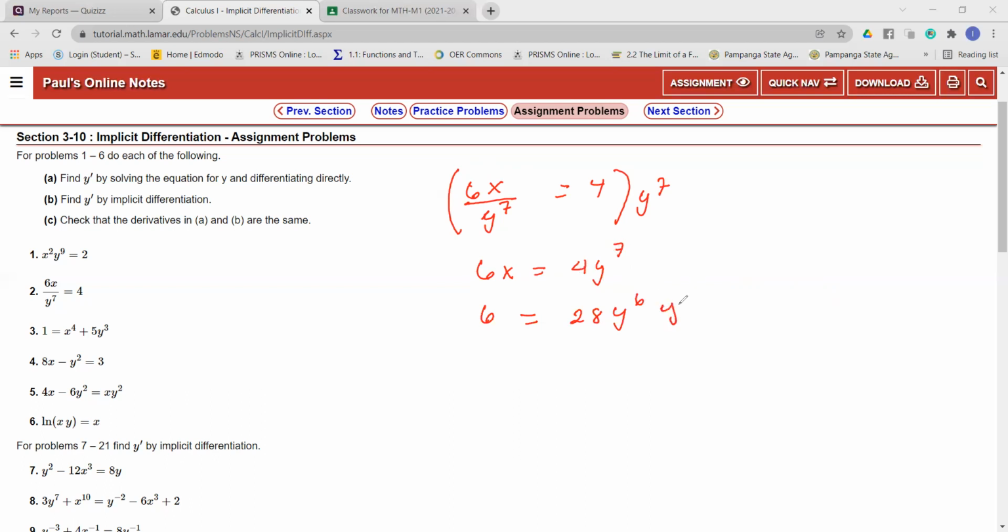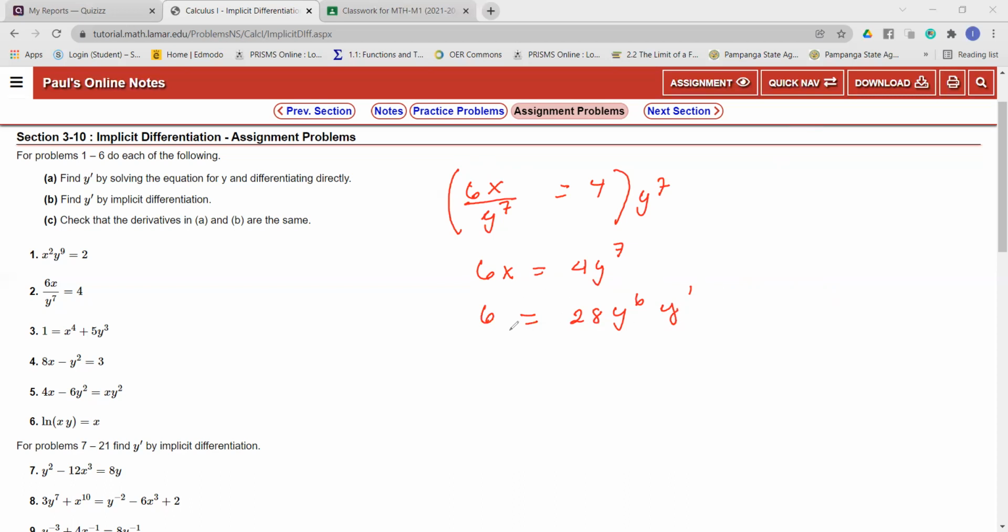Kaya lang, again, y prime. Okay? So do not forget lang ng ganon. Kapag kumukuha ka ng derivative with respect to another variable, so you have to put yon. Kasi because that's understood to be dy over dx. Huh? So then divide both sides.